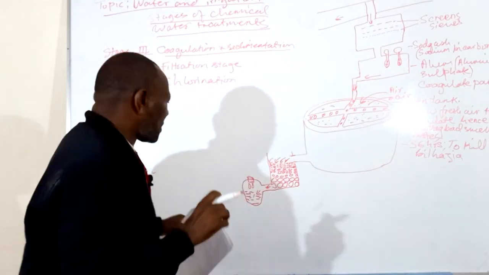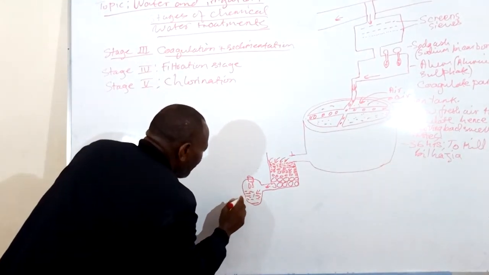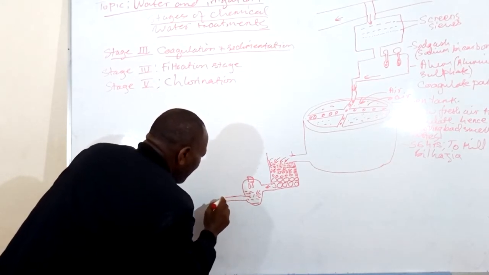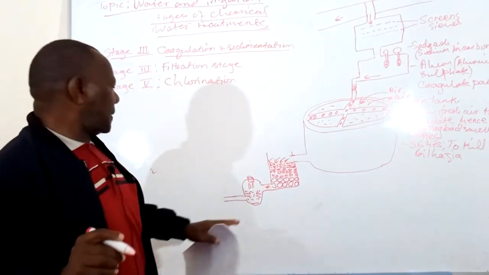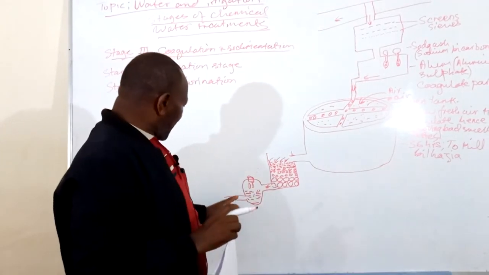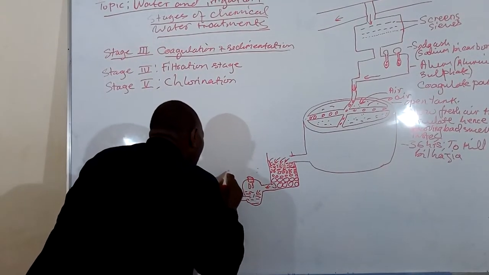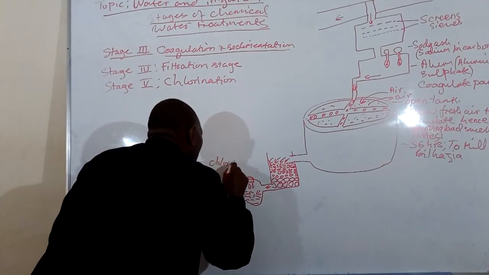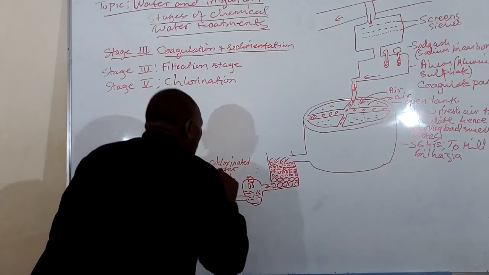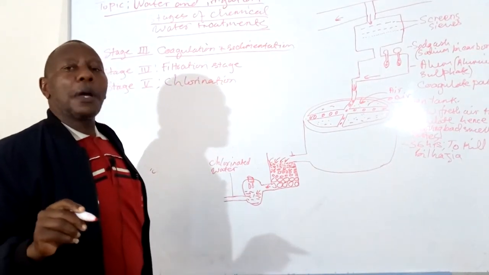So when this water passes through here, there is an open pipe on this side to allow the water to pass through. And this water is said to be chlorinated water, and it's very clean and can be used for consumption back at home.